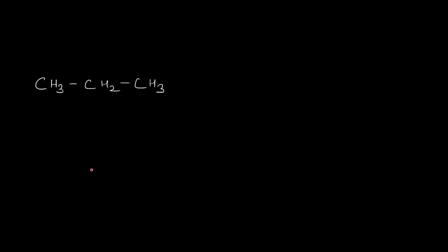Now if you see this compound, select the longest chain: 1, 2, 3. This indicates the word root is prop, and all are single bonds between carbon and carbon. The primary suffix is -ane, A-N-E. Prop for 3 carbon atoms and ane for single bonds. So the name of the compound is propane.